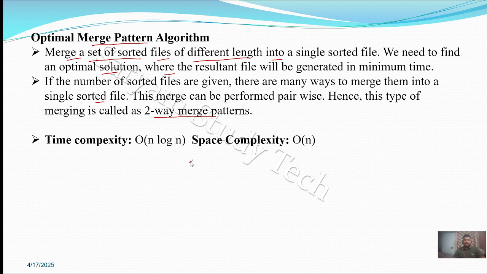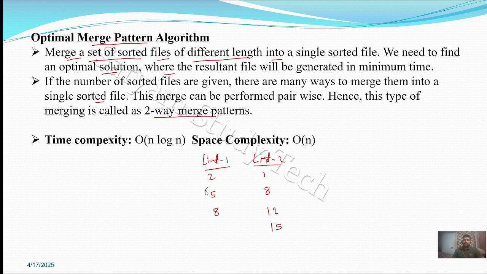So for example, these are the lists: list 1 and list 2. List 1 consists of sorted elements. For example, the elements are 2 and 5, and the next element is 8. List 2 consists of some elements, for example 1, 8, and 12. So list 1 consists of 3 elements, and list 2 consists of, for example, 4 elements.